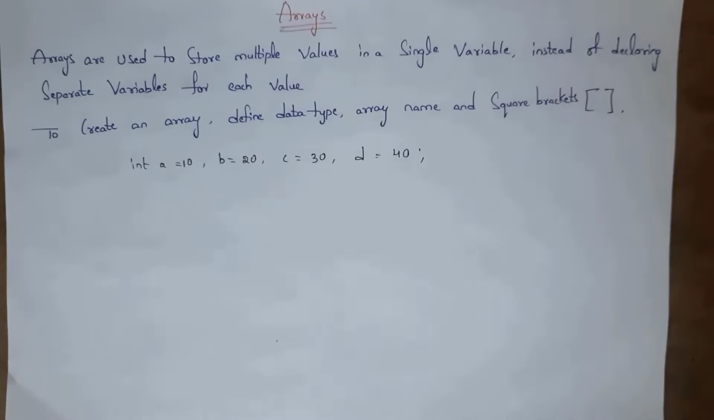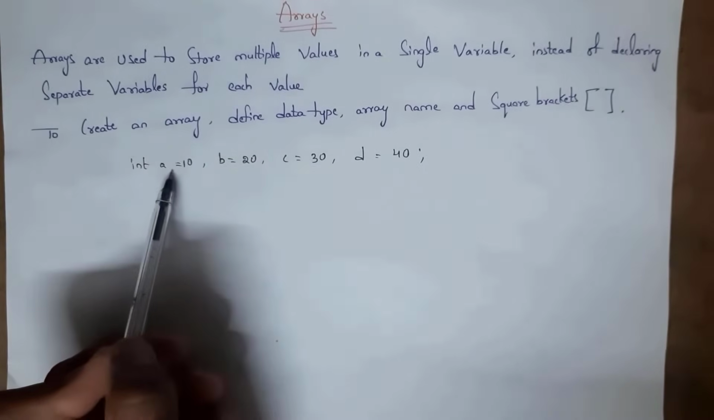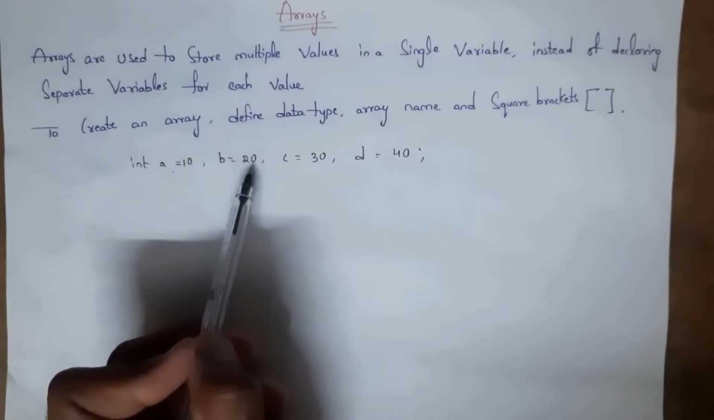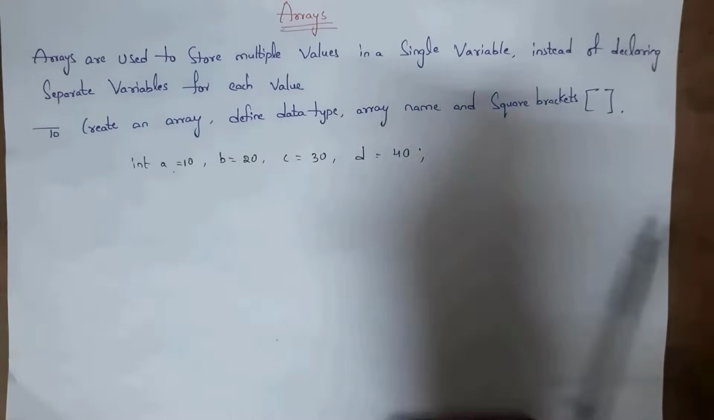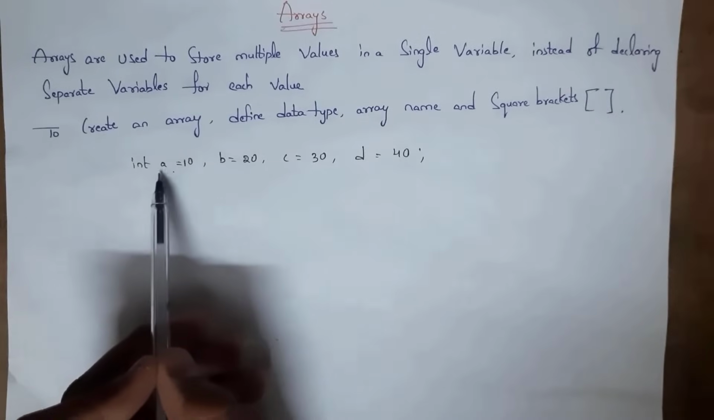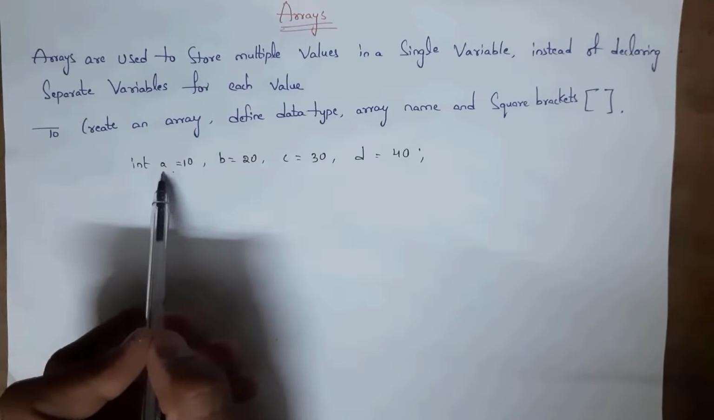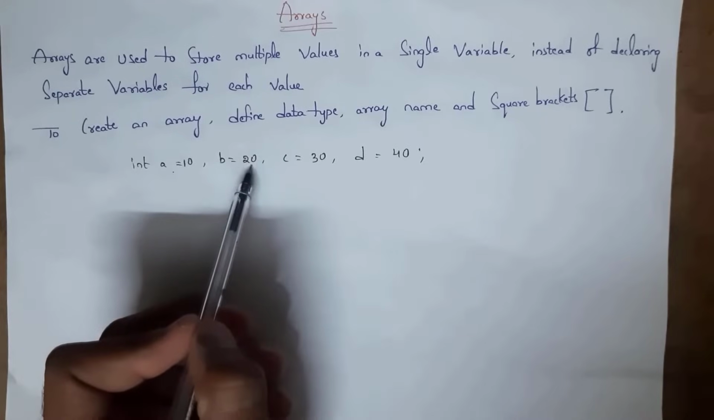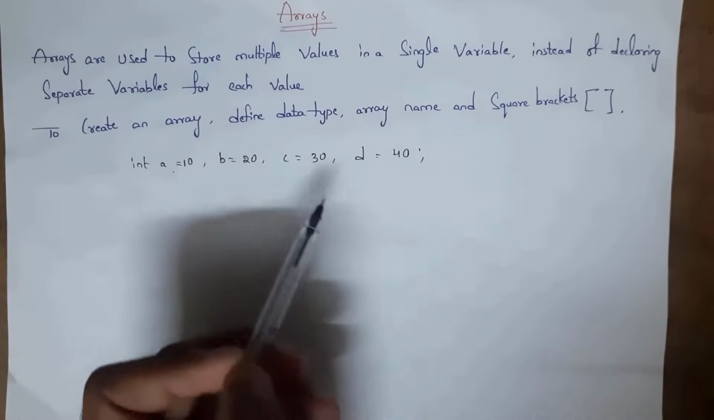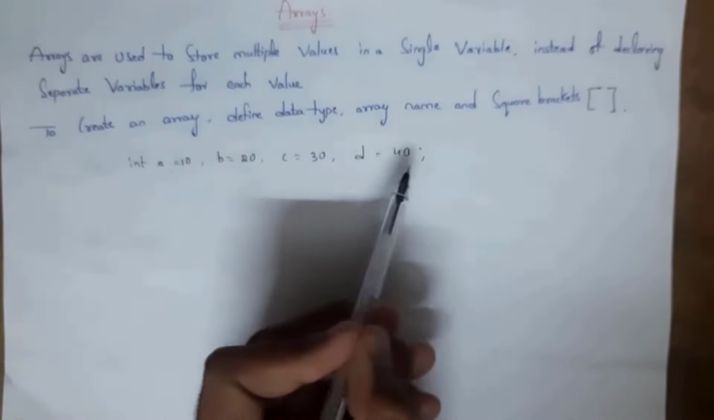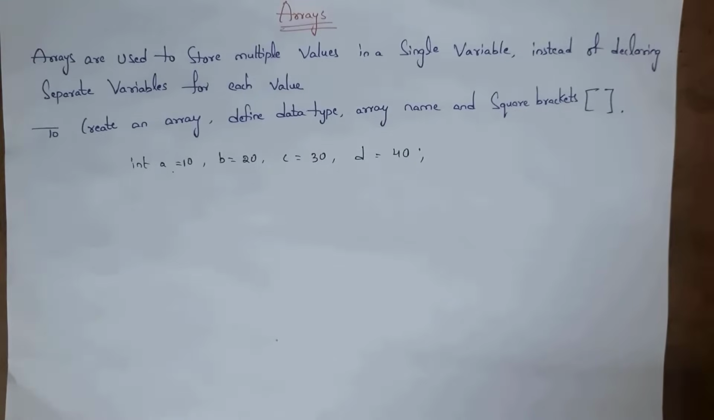For example, if I want to declare values to variables, then I need to declare like int a equal to 10, comma b equal to 20, comma c equal to 30, comma d equal to 40. For each value, I took a separate variable. For example, if I want to store value 10, I took variable a. And if I want to store value 20, I took b. And similarly, if I want to store 30 and 40, then I took variable c and variable d.